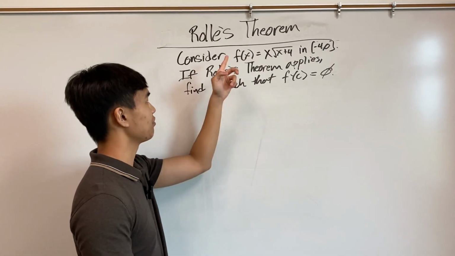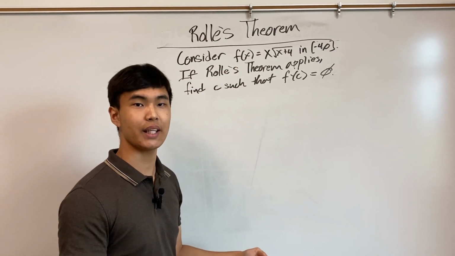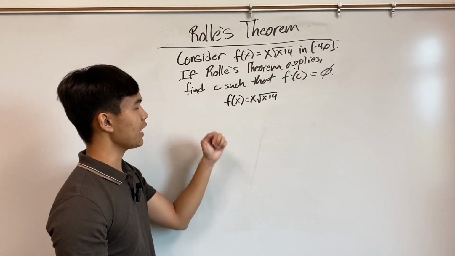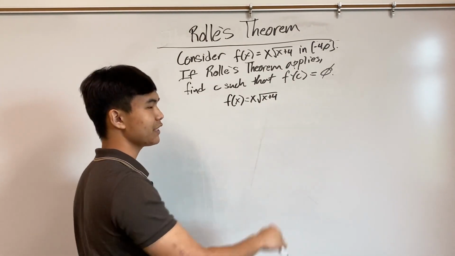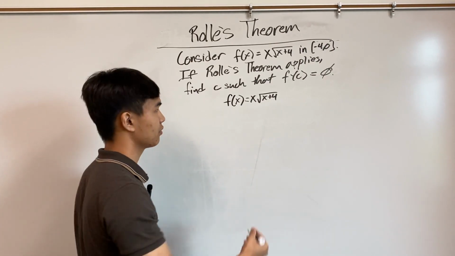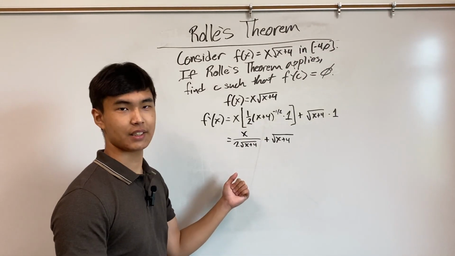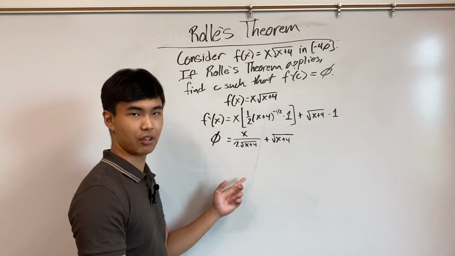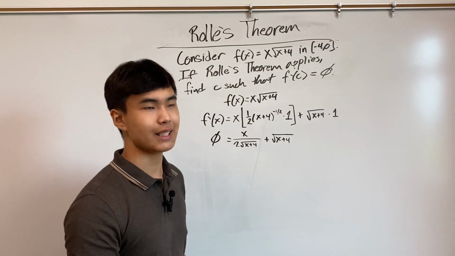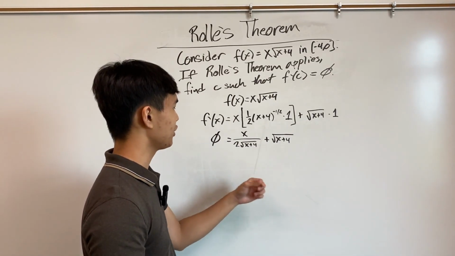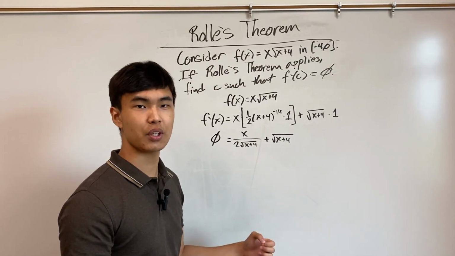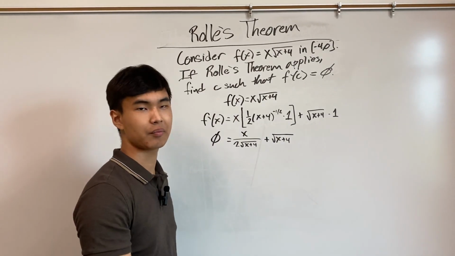So now that we've guaranteed that some value of c actually exists, we're going to go ahead and find it by differentiating f and setting it equal to 0 and solving for x. I have f equals x times root x plus 4. If you look here, this is a product of two functions, so we need to use the product rule to differentiate this, like so, which simplifies to this. Now we're going to set this equal to 0 and solve for x. So what I'm going to do first is I'm going to combine these two terms. The way I'm going to do that is I'm going to multiply this by 2 square root of x plus 4 over 2 square root of x plus 4 to get a common denominator, like so.